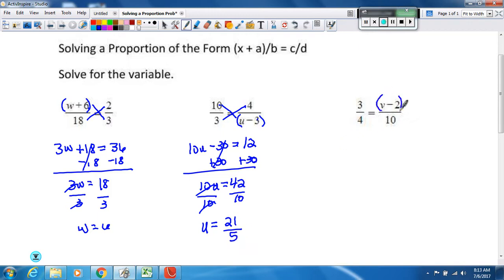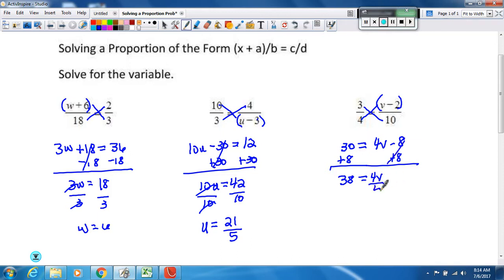On the next one, 3 times 10 is 30. Bring down your equal sign. That 4 has to be multiplied with everything opposite. So 4 times v is 4v. And 4 times negative 2 is negative 8. I'm going to add 8 to both sides. So 38 equals 4v. This is 4 times v.